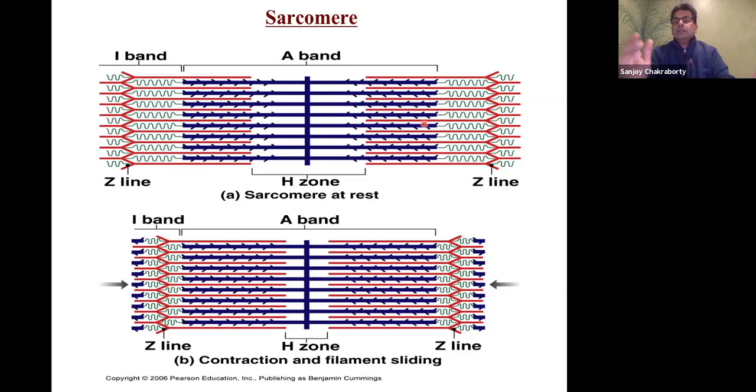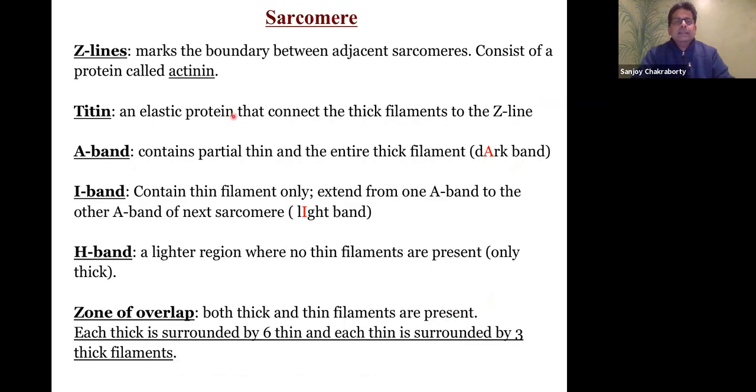But again, they can't just float. They have two supports. One support right here is a huge protein called M-line protein, like a middle line protein. So M-line protein right there. And there's a protein right here. You see that green color spring-like structure? Those are called titin, T-I-T-I-N, titin. That's an elastic protein that connects the thick filament to the Z-line.